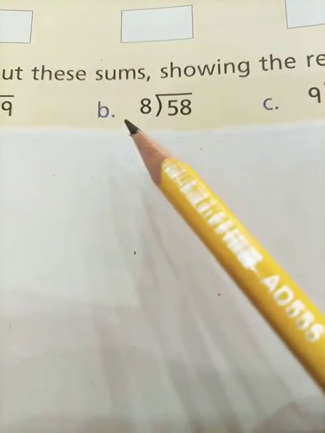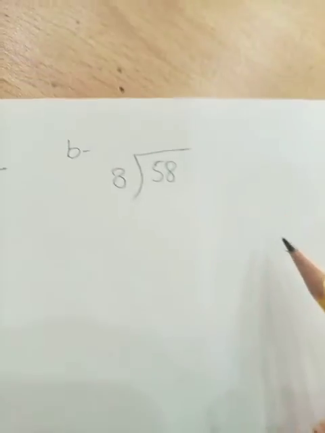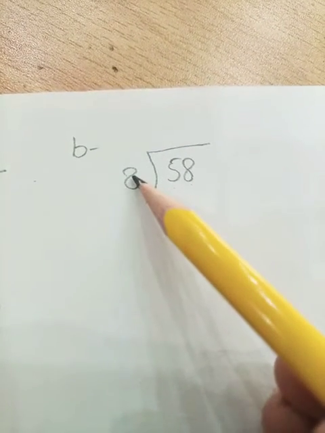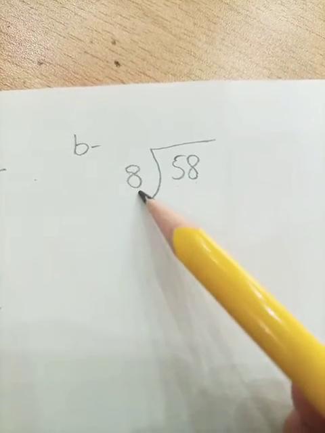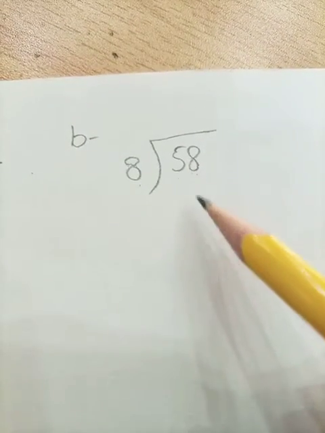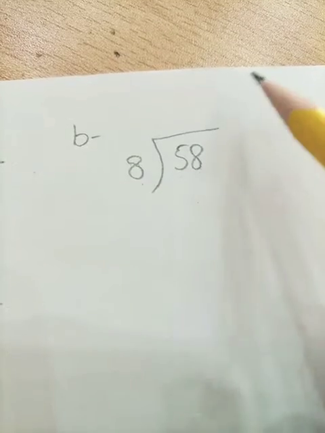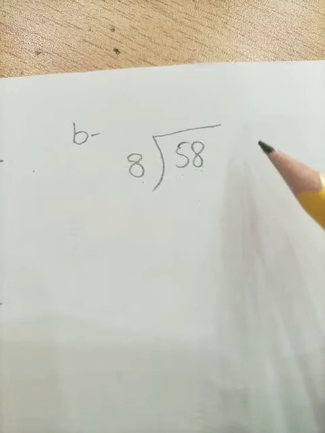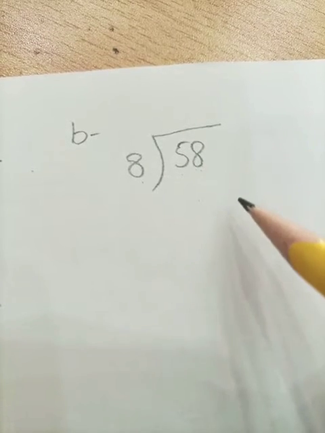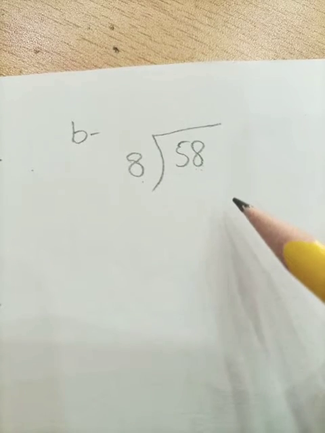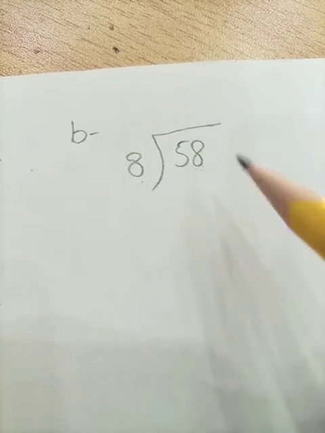Here is our question number 2, B. 58 divided by 8. Students, here is our number 58. We are going to divide it by our divisor, that is the number 8. So students, read the table of 8 until we get this number or a number lesser than this. 8 ones are 8, 8 twos are 16, 8 threes are 24, 8 fours are 32, 8 fives are 40, 8 sixes are 48, 8 sevens are 56.